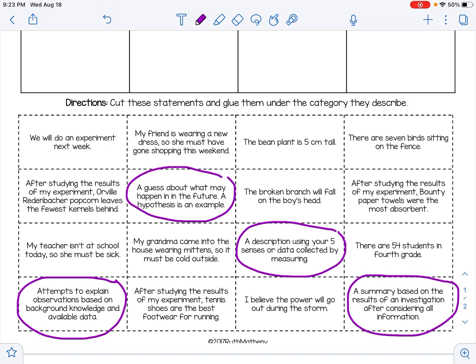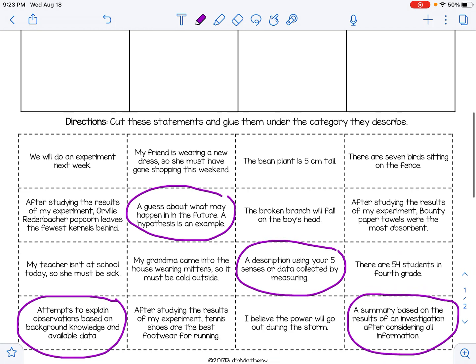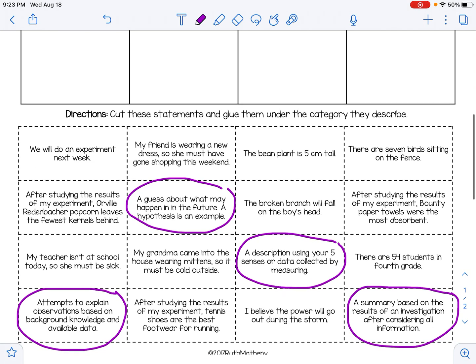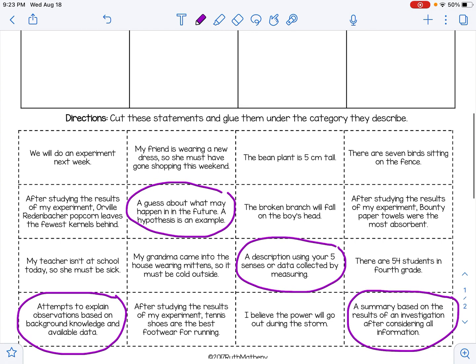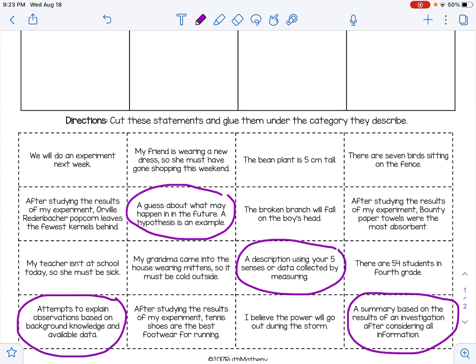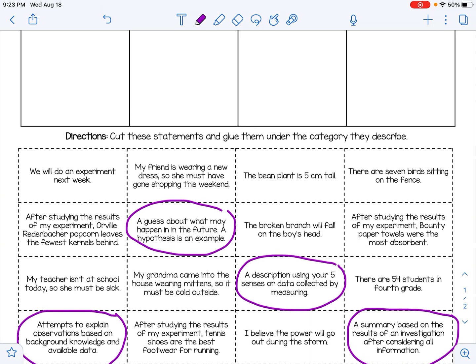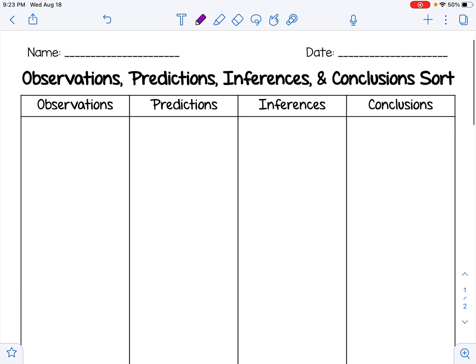All right, so I want you to stop the video and I want you to put them where you think these four definitions go, okay? And then we'll come back in a moment and talk it over. Alrighty, so let's check to see how you did with the definitions.